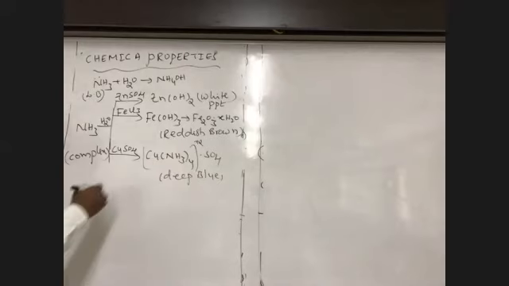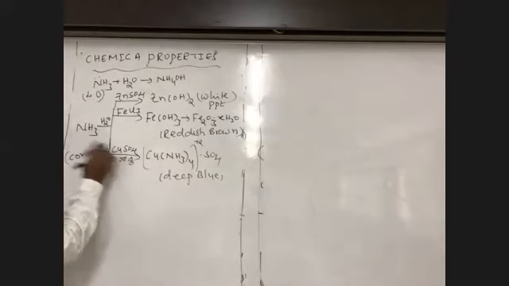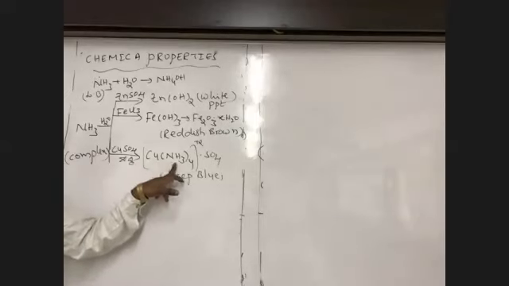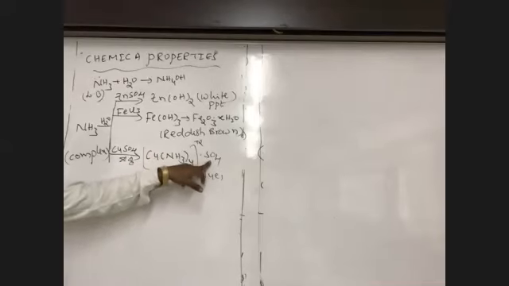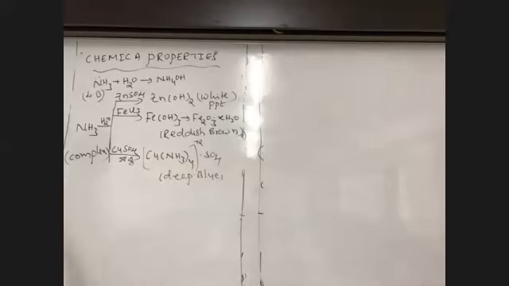Here this is a very important point. When ammonia reacts with copper sulfate, the formed complex has the formula [Cu(NH3)4]SO4. The part present in the square bracket is known as the complex part. The part present outside the square bracket is known as the ionized part.